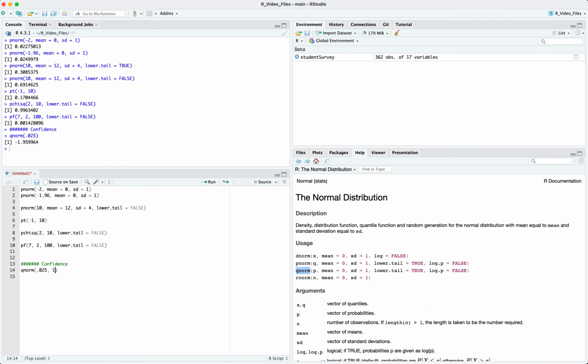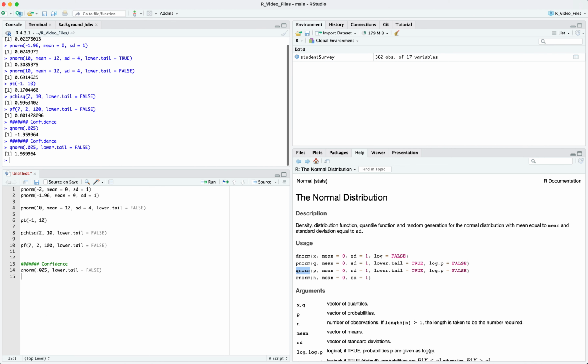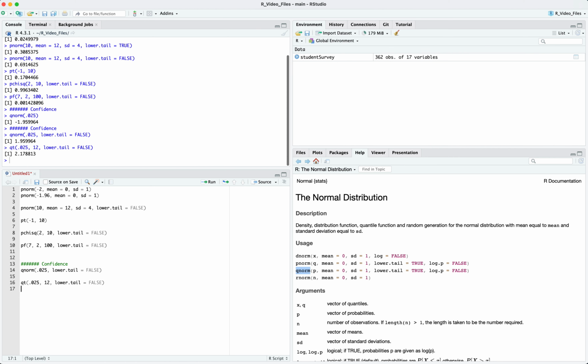Now if you were to come in here and change this to lower.tail equals FALSE, I'm going to find the cutoff where 2.5% is above. And by symmetry for the normal distribution, that's just going to be the positive equivalent. Now for a normal distribution, we had most of these and we can memorize the values. So perhaps what's more helpful is the qt function. So if I wanted a 95% confidence interval from a distribution with 12 degrees of freedom, then I can set my t star value equal to 2.179.